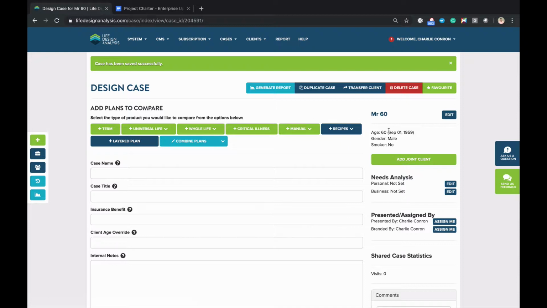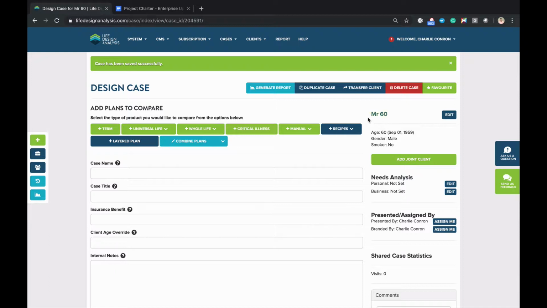So let's just say, for instance, Mr. 60 has a term 20 policy. We think they're going to be rated and they're not going to be able to get any more insurance. They bought this policy, let's say, when they were 40. A lot has changed, and they're coming up to that renewal period. Now, of course, they do have the option to convert, but perhaps a full conversion is out of the question.